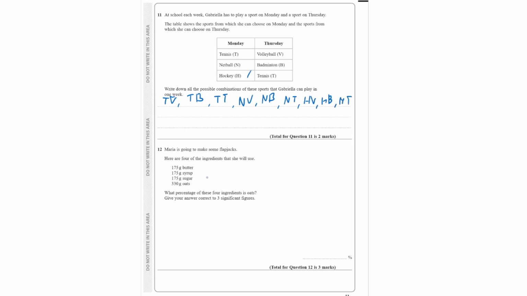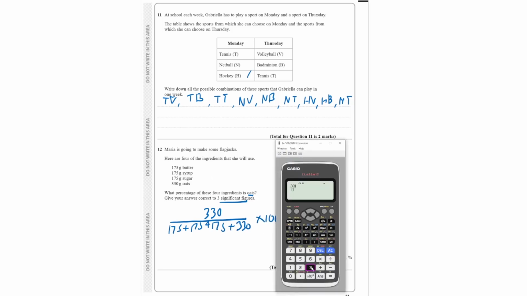Question 12. Marie is going to make some flapjacks. Here are 4 of the ingredients that she will use. What percentage of these 4 ingredients is oats? Give your answer correct to 3 significant figures. So to find the percentage of oats, it's simply oats over total times 100. Let's find that out. So oats is 330 grams all over the total. So we add everything: 175 plus 175 plus 175 plus 330. We multiply by 100. We can put this into the calculator to find our answer.